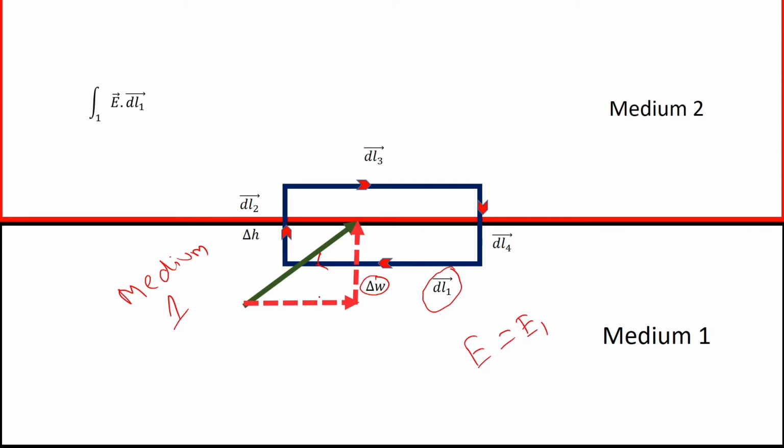Hence, I can say E equals E1. In addition to that, you may also see that the angle between the normal and dl1 bar is 90 degrees, and the angle between dl1 bar and E1t is 180 degrees. So when I dot them and integrate them, the answer I would be getting is minus E1t times delta W. I hope you can understand this. This delta W is obtained by integration, and this minus E1t is obtained by the dot product.